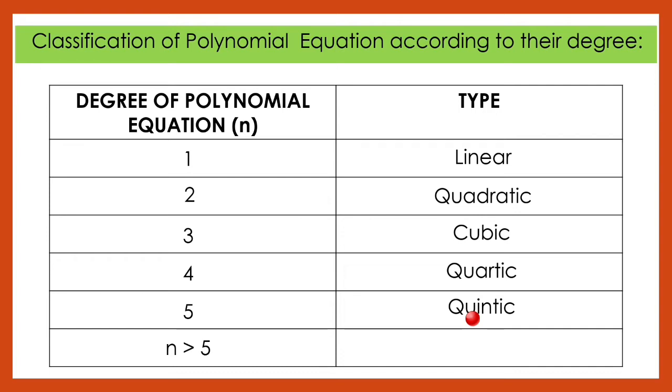At kapag ang degree of polynomial or n ay greater than 5 or mas mataas sa 5, ang type niya ay nth degree polynomial equation. Halimbawa 7, yung degree of polynomial equation. So yung type niya ay 7th degree polynomial equation.